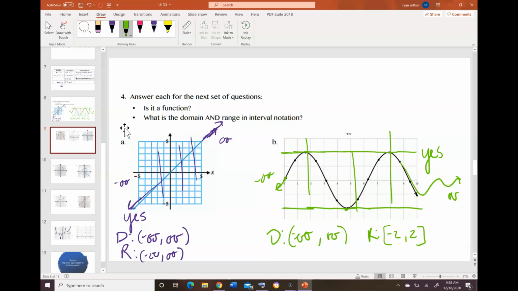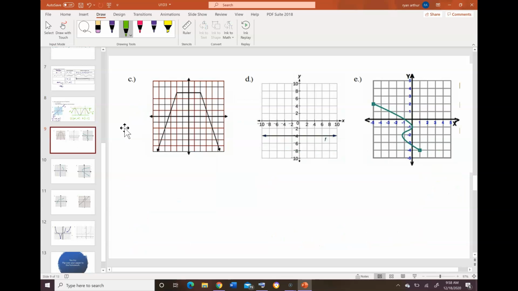Here we go. There we go. Okay. All right, so C. All right. So is it a function? So we do our vertical line test, and it passes. So yes, it's a function. Okay, let's do all of them. Vertical line, yes, that's a function.